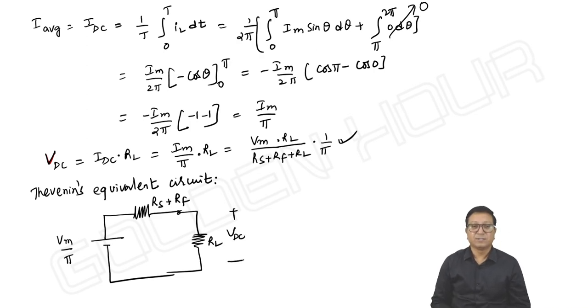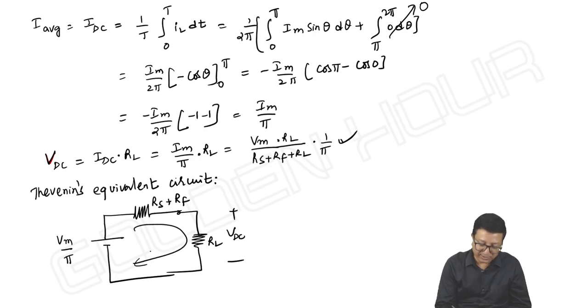Like this we can write. You just check this circuit. If you observe this circuit, what is VDC? Vm by pi into RL divided by RS plus RF plus RL. How did I write this, draw this circuit? Anyway, this current is IDC. Okay.